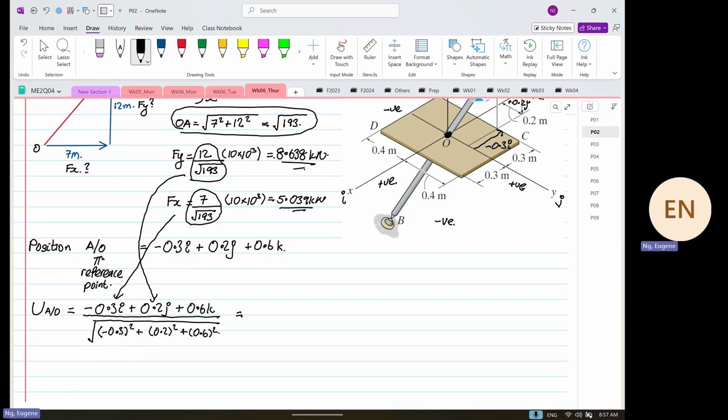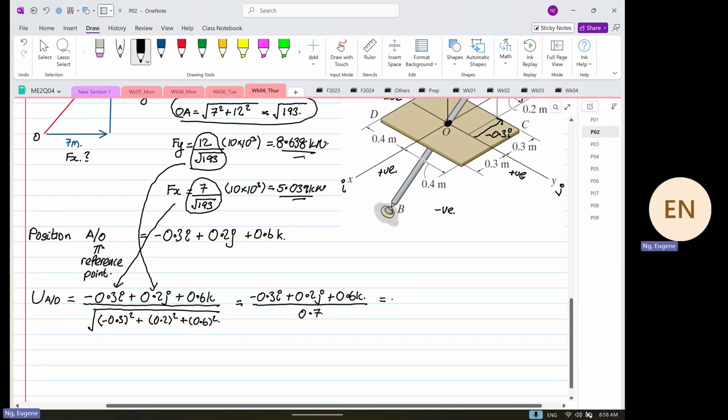So from here, we get the square root of 0.3 squared plus 1.2 squared plus 1.6 squared. So we have minus 0.3 I plus 0.2 J plus 0.6 K, and then we divide the whole thing by 0.7. So to tidy things up, we have this expression: minus 3 over 7 I plus 2 over 7 J plus 6 over 7 K. Okay.